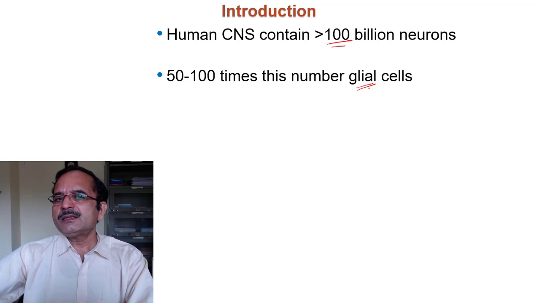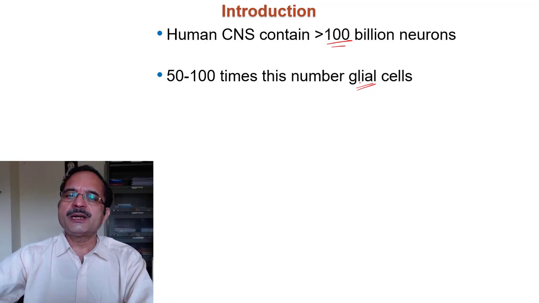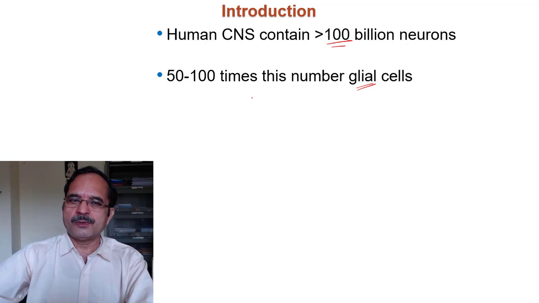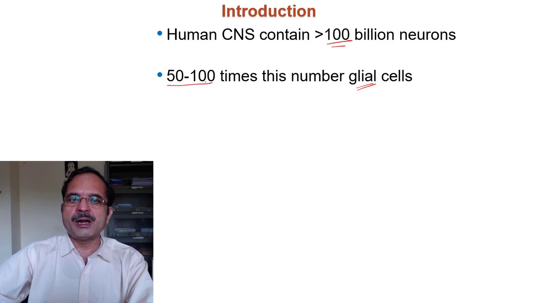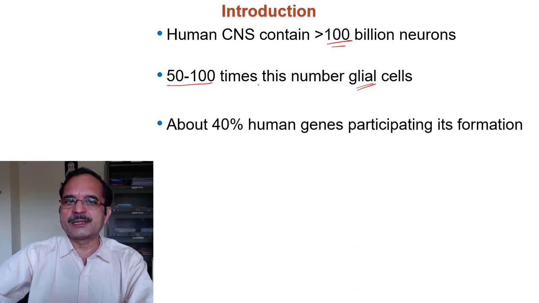These glial cells do not take part in the communication. That means they do not generate any electrical signal. So that is the difference between the glial cells and the neurons. The role of glial cells is to protect these neurons. We'll see some more points about these glial cells later. So neurons are 50 to 100 times the number of glial cells.